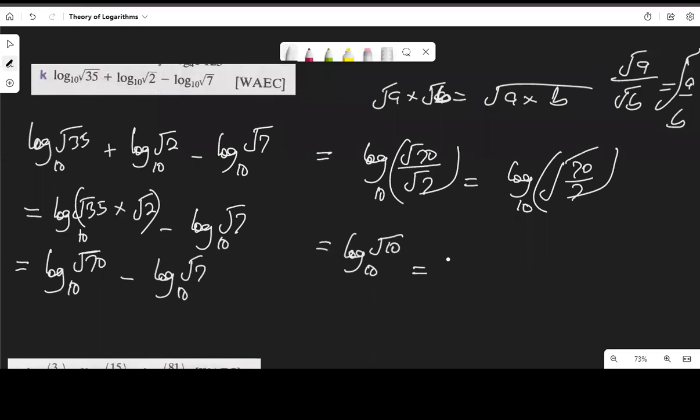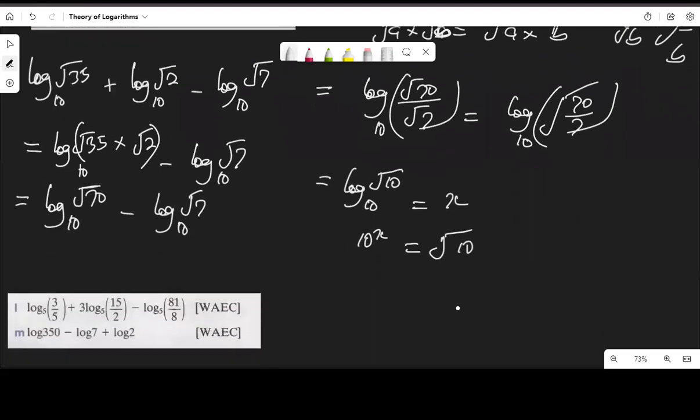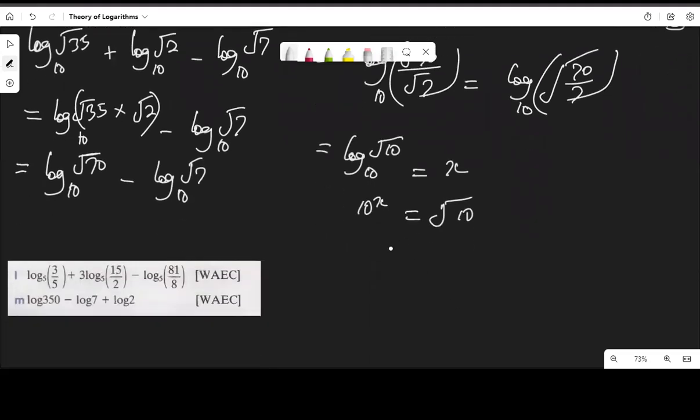Let's assume this is equal to s. That means 10 to the power of s, I'm expressing it in index form, equals the square root of 10. The square root of 10 I can write as 10 to the power of half. So 10 to the power of s is 10 to the power of half. The bases are the same.